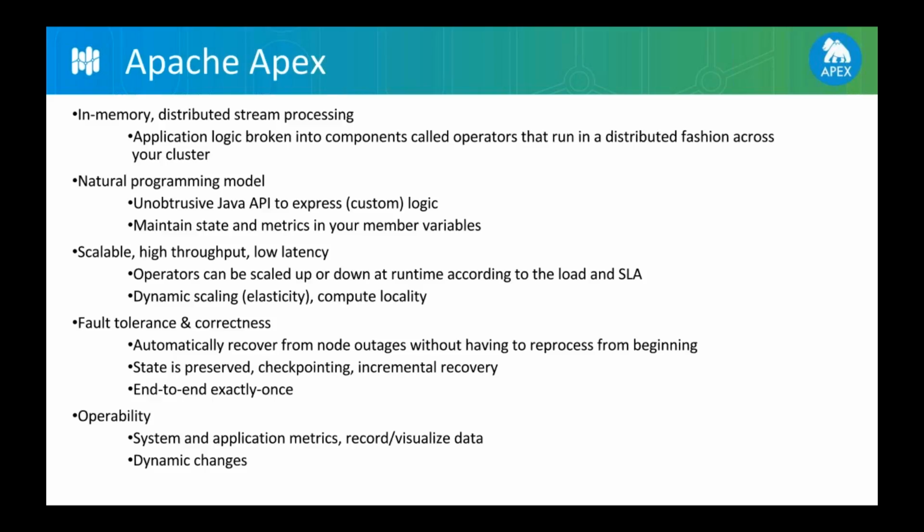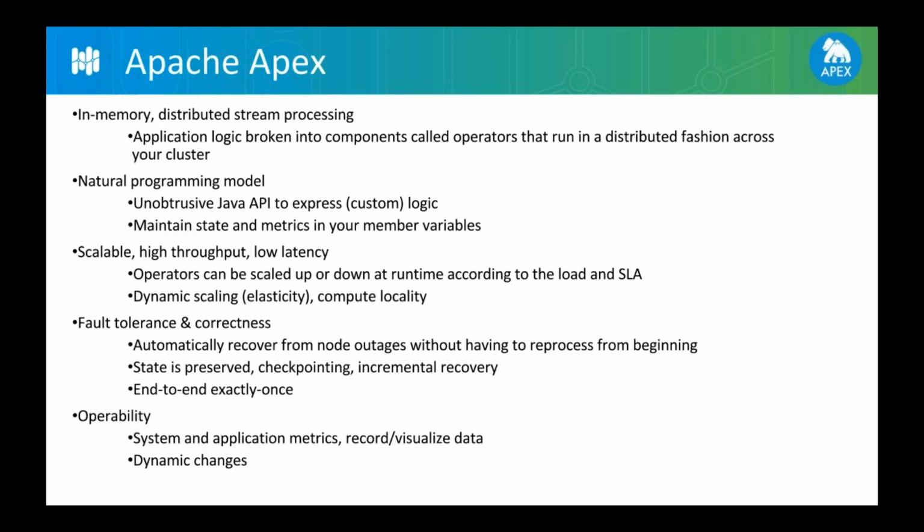Apart from that, we also provide fault tolerance and correctness. This is also extremely important, considering that we are running in a distributed system, and nodes can go down at any point of time. Hence it becomes important that we are able to recover from these failures and start processing without the user noticing any kind of failure.